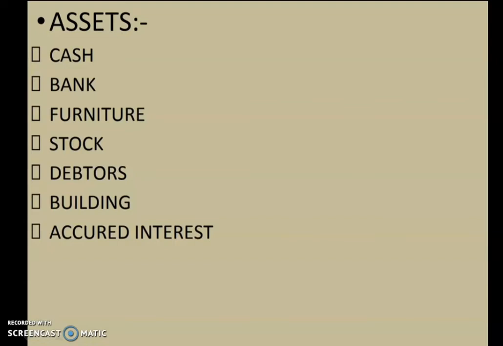Before doing the problem, let us see what are the lists. Now let us see the list of assets which you will deal with while doing these problems. These are only a few examples for the assets. That is cash, bank, furniture, stock, debtors, building, accrued interest.